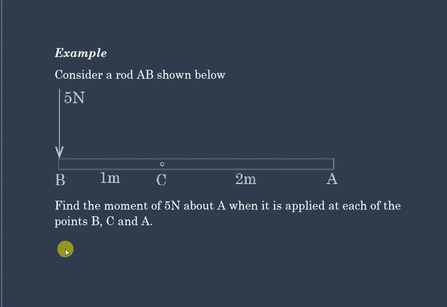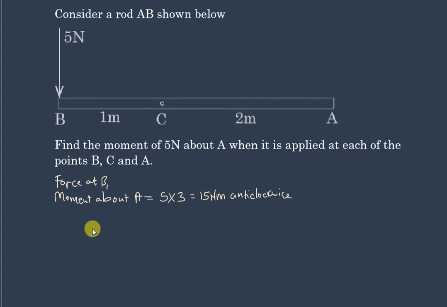So with this one, we first of all have the force at B. Moment about A is equal to the product of force and the perpendicular distance of the line of action from the point. So this one is 15 Newton meters. This type of motion is anti-clockwise.